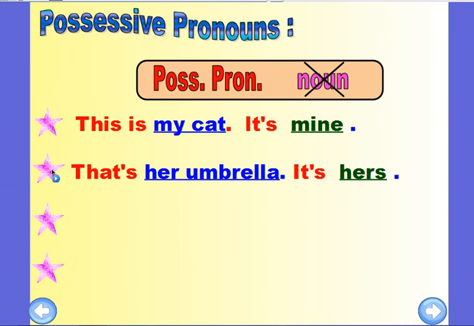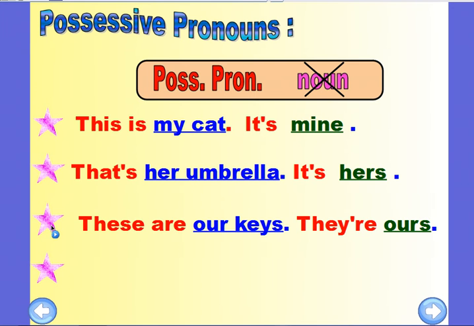Another example. That's her umbrella. Her is a possessive adjective for female. It's hers. Hers is a possessive pronoun for female. What's the difference between her and hers? Her is followed by a noun, but hers isn't followed by a noun. That is the difference between a possessive adjective and a possessive pronoun.